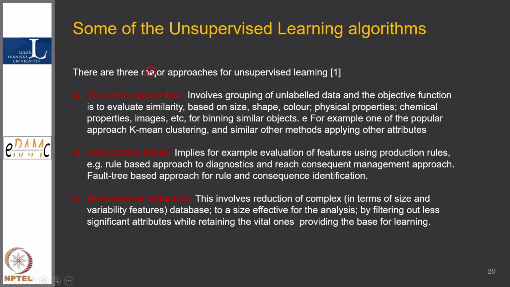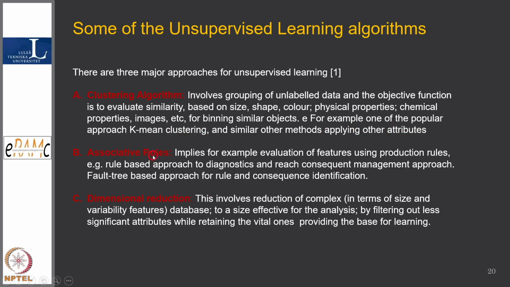So the cluster algorithm involves a group of unlabeled data, and the objective function is to find eventually the similarity. Okay, similarity of the data based on size, shape, color, physical properties, chemical properties, images, etc. And for binning the objects, we have seen in the previous slide. For example, one of the popular ones is k-mean clustering. Okay, k-mean clustering, and similar other methods applying other attributes.